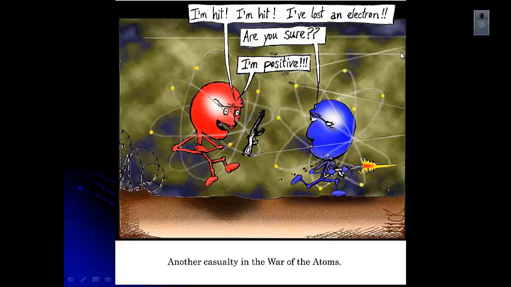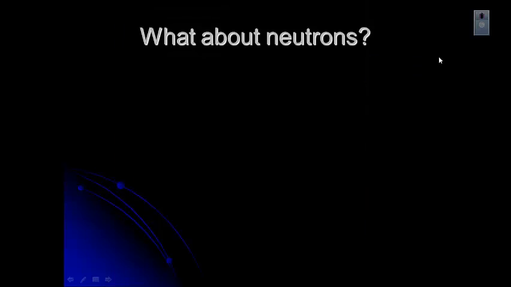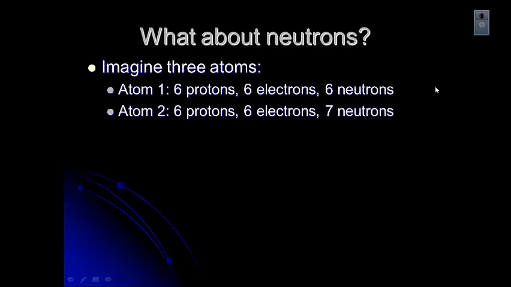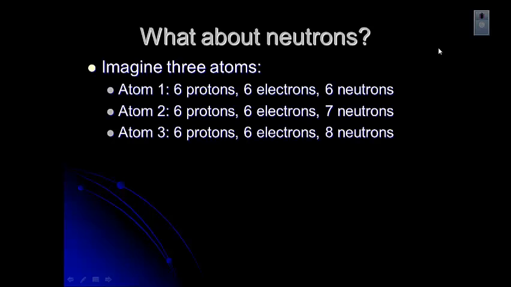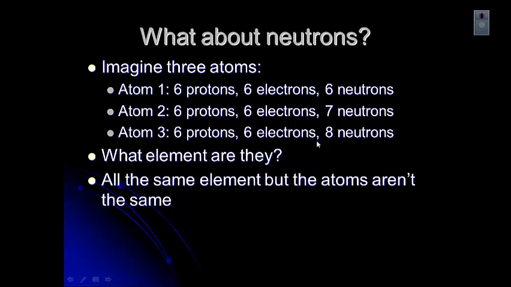So let's talk about neutrons now. We've dealt with protons and electrons. Imagine 3 atoms: 1, 2, 3. As you can see, they all have the same number of protons, the same number of electrons, but they have different numbers of neutrons. First of all, think about what element this is. Hopefully you recognize that with 6 protons, this is carbon. They're all the same element, but the atoms are different.